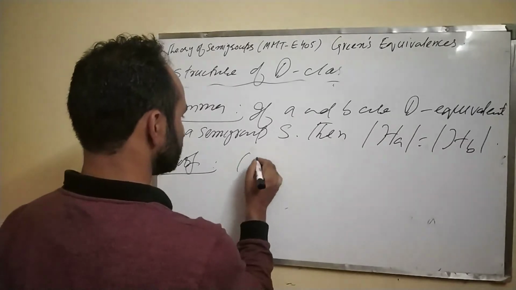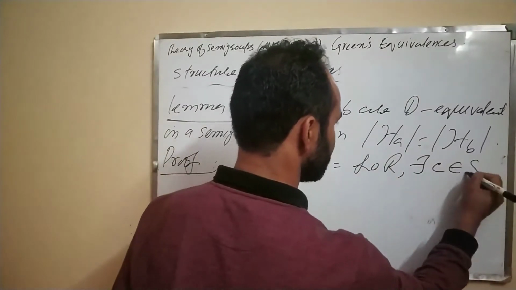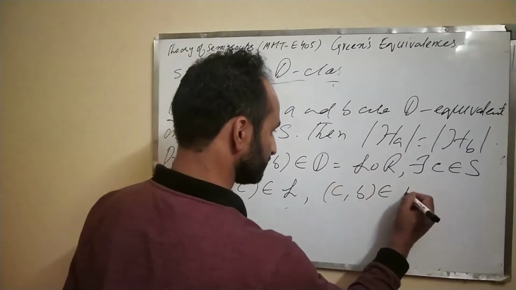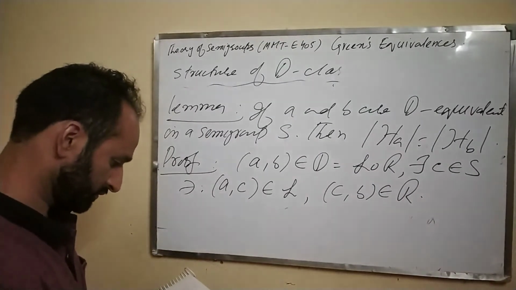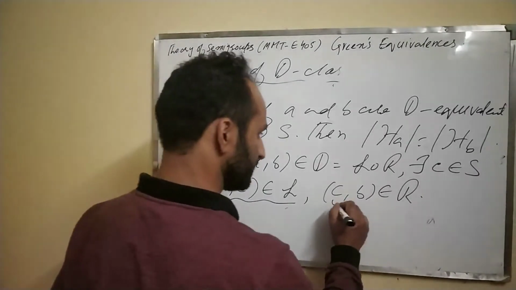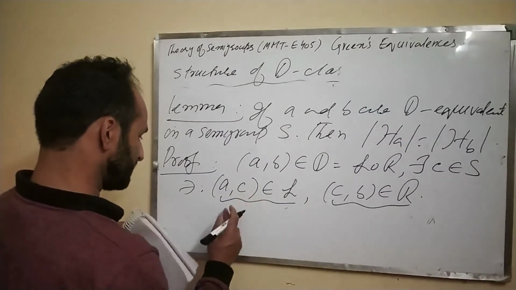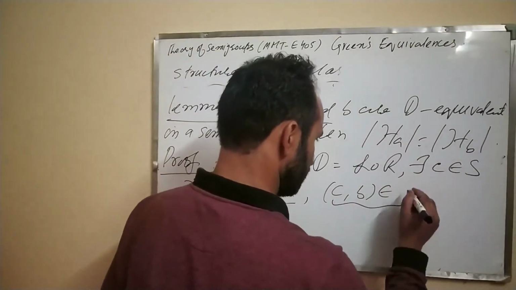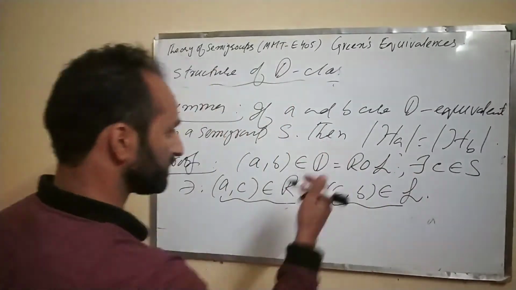So since A, B belongs to D class, which is equal to L composition R, that means there is C in S such that A, C belongs to L and C, B belongs to R, because they are D related. Now from these two A and C, they are R related, and from this pair we can find S and S dash, T and T dash. Let's write here first R, because they commute with each other, so there's no problem choosing R composition.